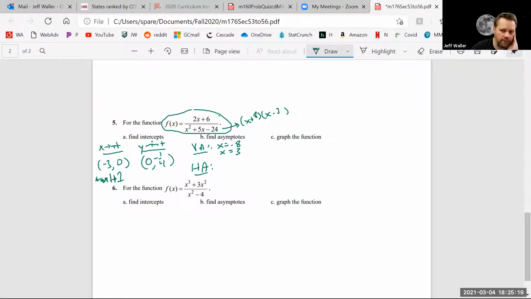Horizontal. What situation am I in for the horizontal asymptotes? What are the situations defined by? The exponent. The denominator degree is bigger than the top. Yeah, the bottom degree is more than the top degree. So when x gets big, I'm dividing by bigger, bigger, bigger, so the whole thing is going to go to 0.